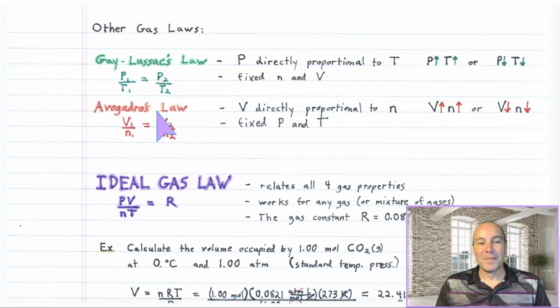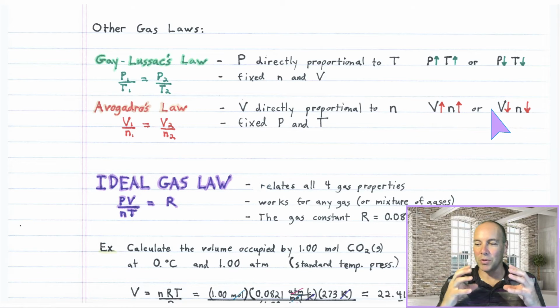Avogadro's law, or as we like to say here in Hawaii, Avogadro's law. Avogadro's law relates volume and moles of gas. Fixing the pressure and temperature makes the volume directly proportional to moles. If you double the moles, the volume doubles. If you cut the moles in half, the volume gets cut in half. Okay? Hopefully that makes sense.